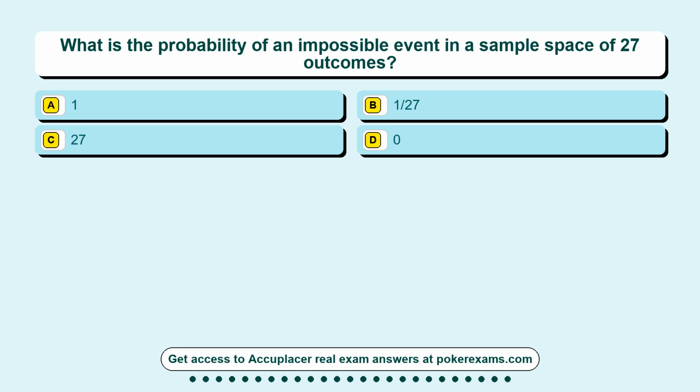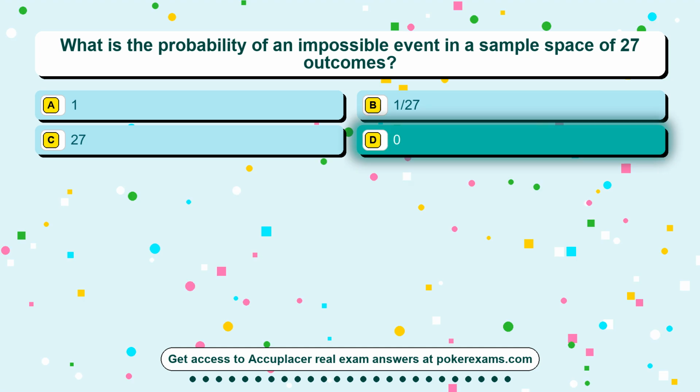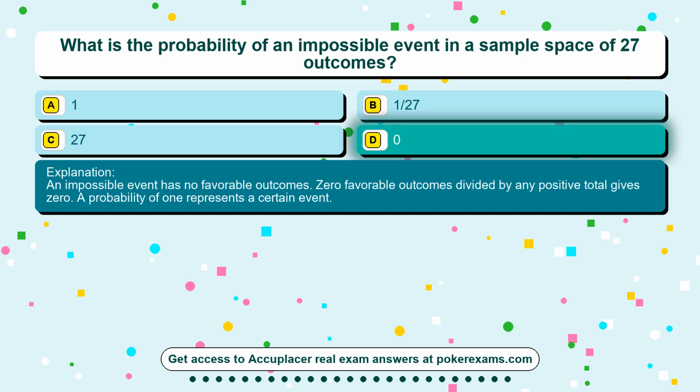Question 2. What is the probability of an impossible event in a sample space of 27 outcomes? Option A 1, option B 1/27, option C 27, option D 0. The correct answer is option D, 0. An impossible event has no favorable outcomes. 0 favorable outcomes divided by any positive total gives 0. A probability of 1 represents a certain event.